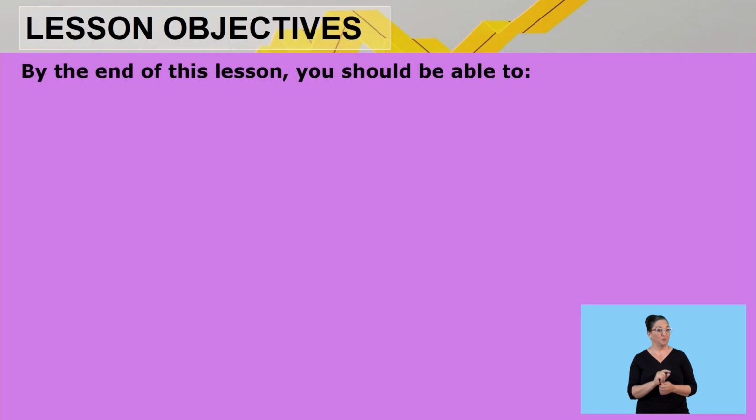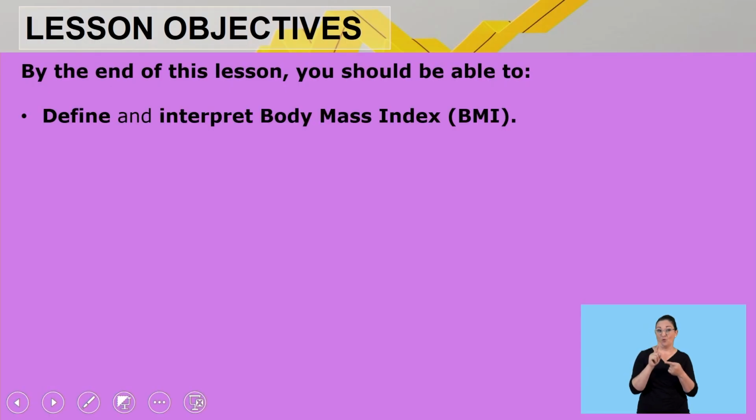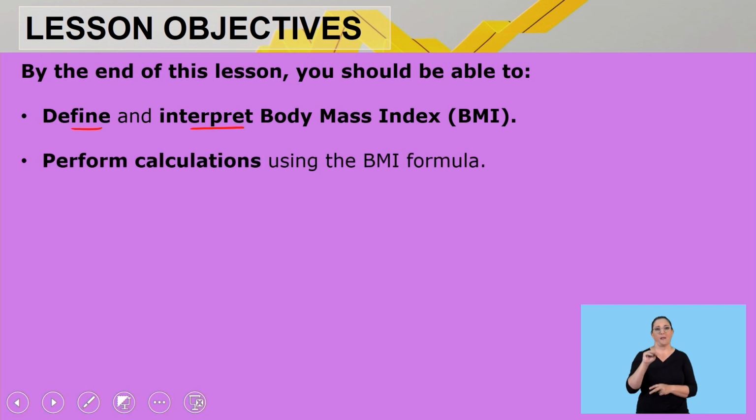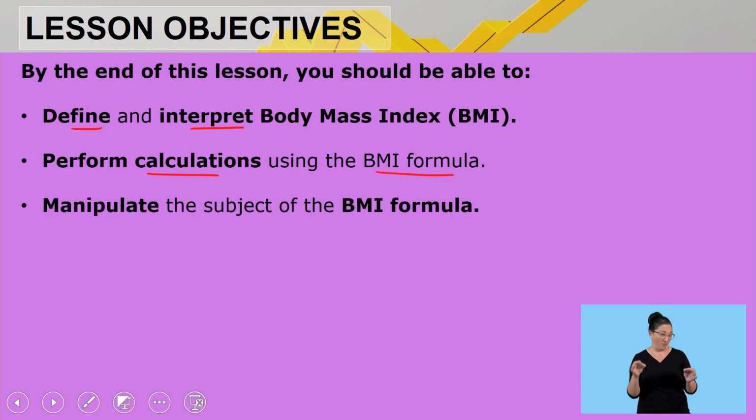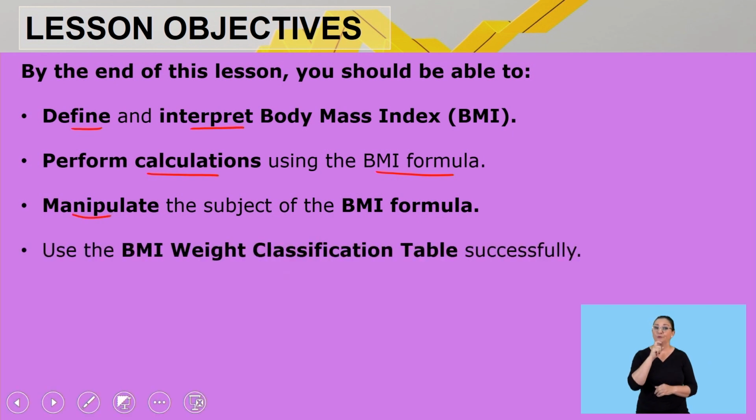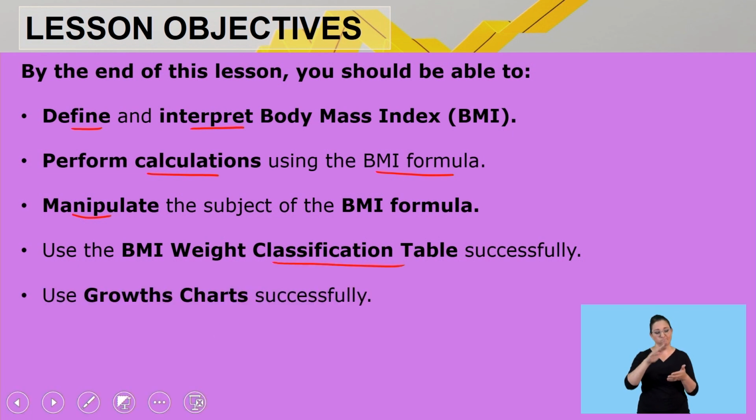So what are our lesson objectives? By the end of this lesson, you should be able to, first of all, define, write and interpret BMI. You must be able to perform calculations, very important, right, using the BMI formula. Also important is that you must be able to manipulate the subject of the BMI formula and then use the BMI weight classification table successfully. Then also use growth charts successfully. All right, so those are our lesson objectives.